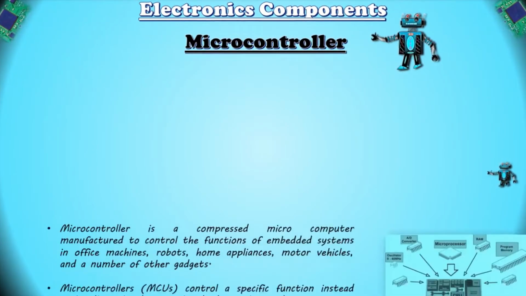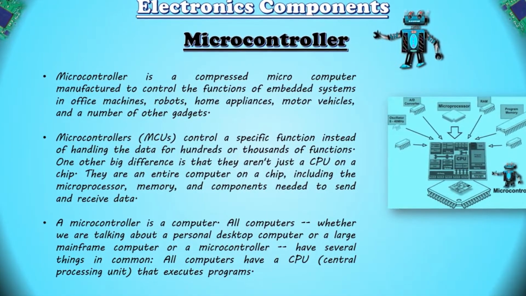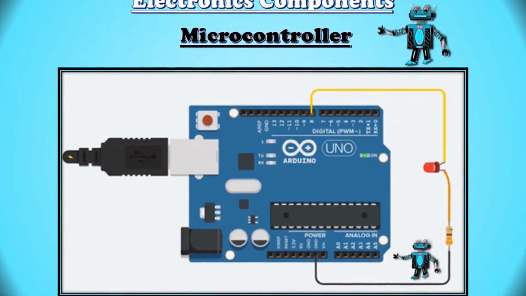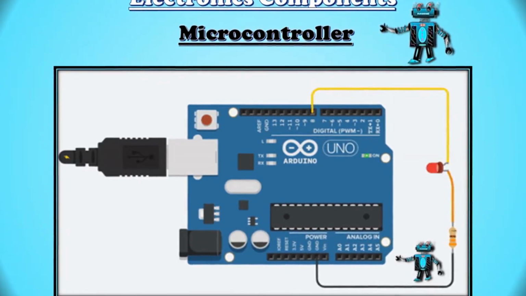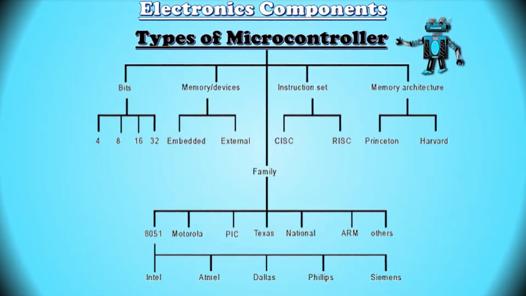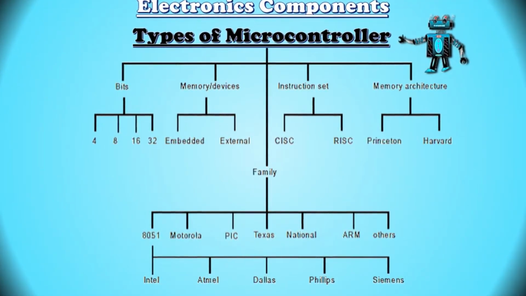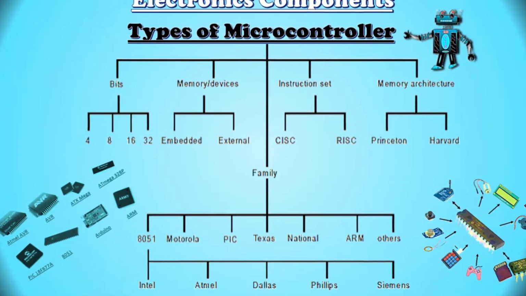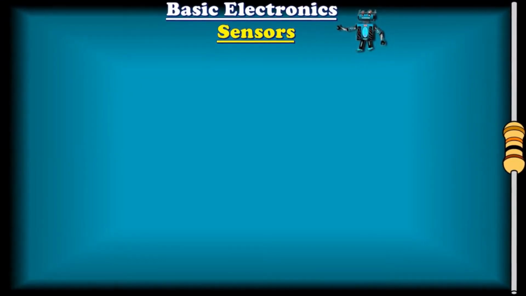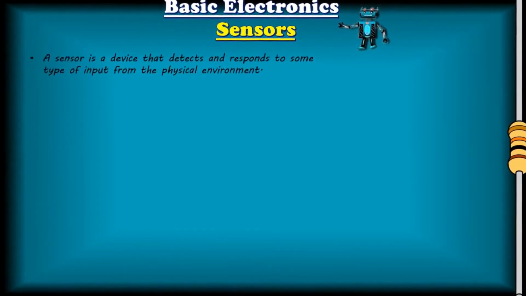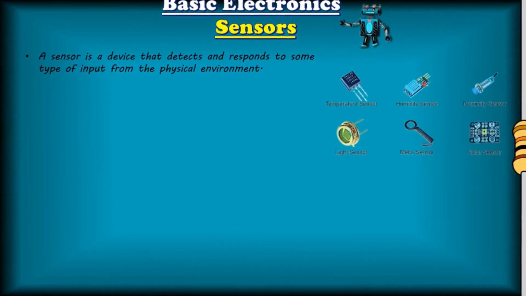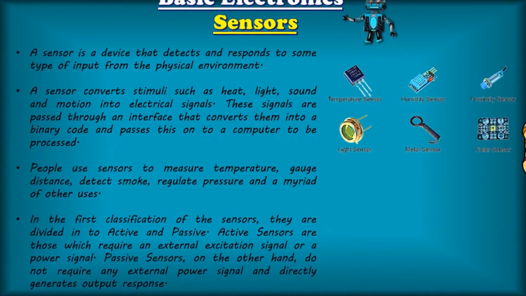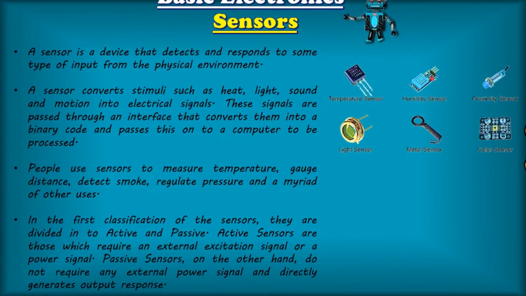A microcontroller is a compact integrated circuit designed to govern a specific operation in an embedded system. A typical microcontroller includes a processor, memory, and input/output, I/O, peripherals on a single chip. A sensor is a device, module, machine, or subsystem that detects events or changes in its environment and sends the information to other electronics, frequently a computer processor.